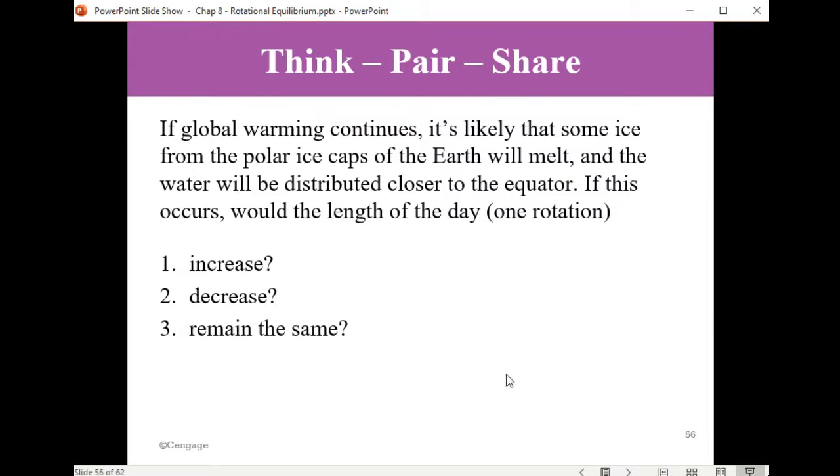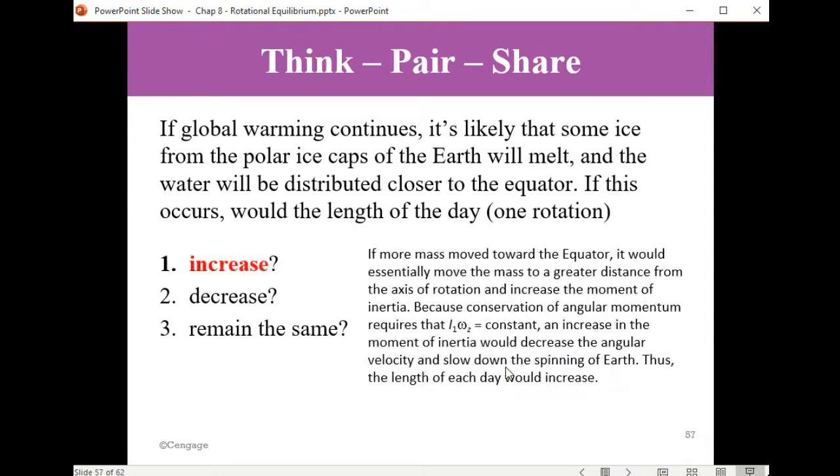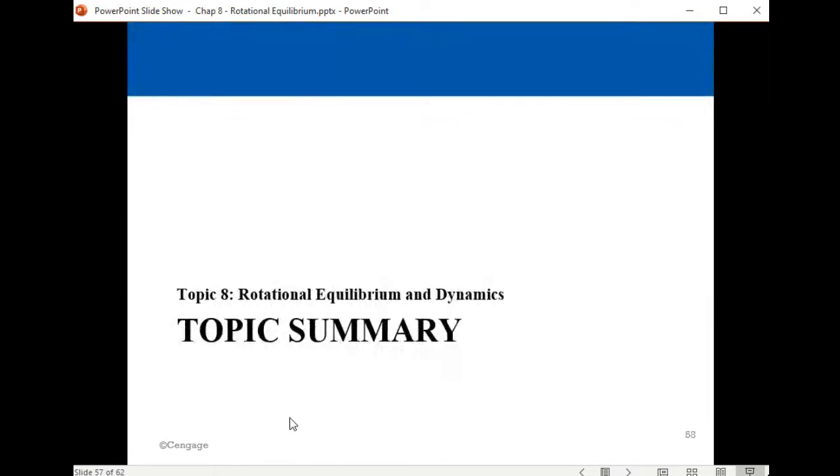So in this case, we need to consider the conservation of angular momentum. If more mass moved toward the equator, this means the moment of inertia will increase. If the moment of inertia increases, since the angular momentum is conserved, this means omega will decrease. If omega decreases, then the period will increase, because the period is the reciprocal of omega. Okay, so the day will get longer.